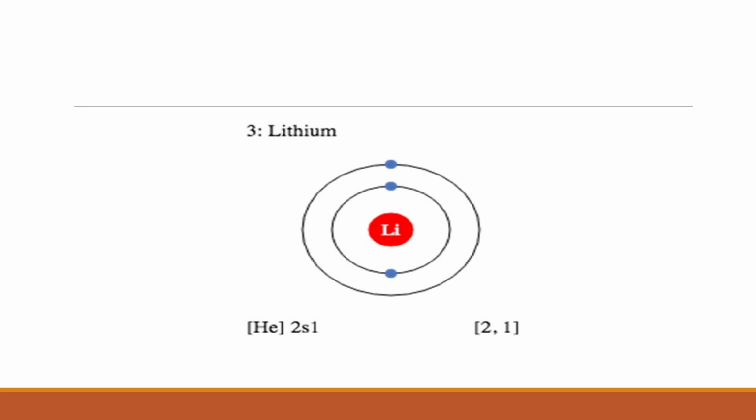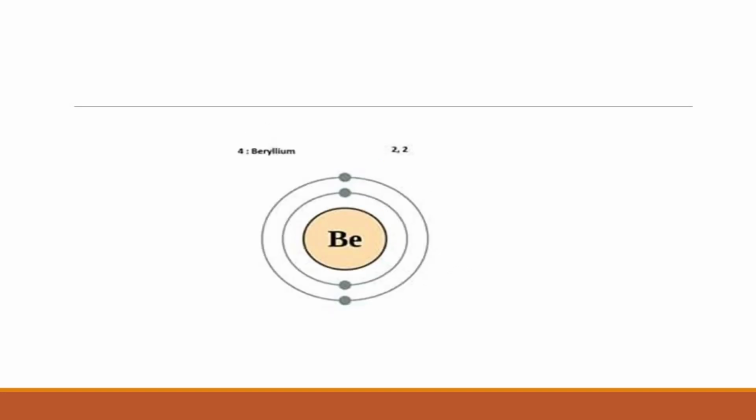If we see the second group elements, what's the first element? Beryllium. The atomic number of beryllium is 4. So what is the electronic configuration of beryllium? 2, 2. Here in beryllium, the outermost shell has 2 electrons. So the valency of beryllium is 2.